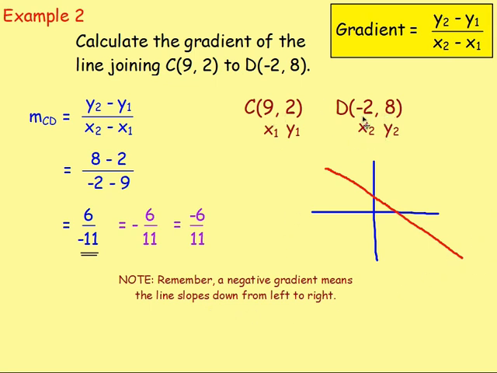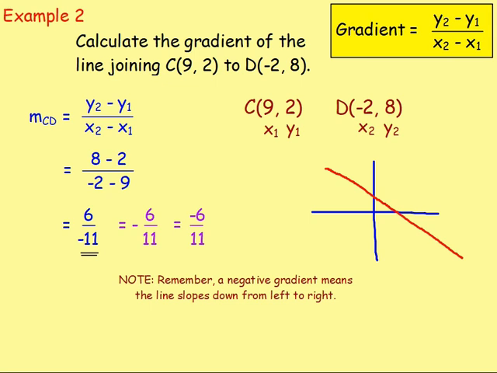As I said, these 2 points, if you write them back to front and you call this one point 1 and this one point 2, what you'd end up with is instead of 6 over negative 11, you would have ended up with negative 6 over positive 11. But you can see it's the exact same thing. It's 6 11ths and it's a negative. So it makes no difference which point is point 1 and which point is point 2.